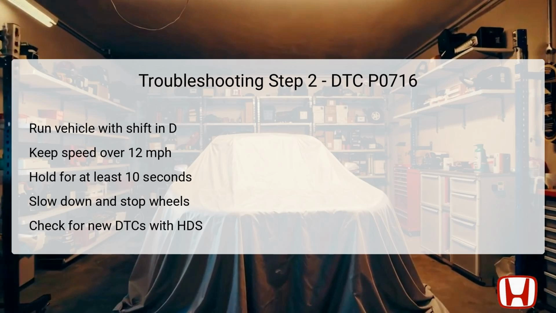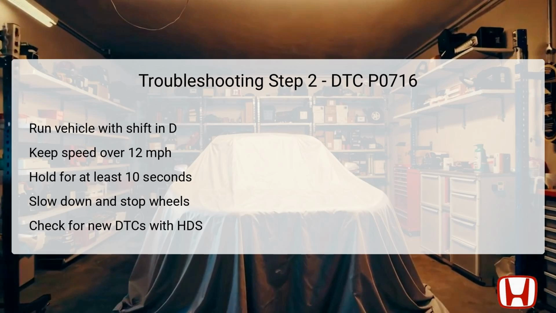With the gear shift positioned in drive, accelerate the vehicle to maintain a speed exceeding 12 miles per hour, 20 kilometers per hour, for a minimum of 10 seconds. This action allows the vehicle's systems to gather crucial operational data under specific conditions.